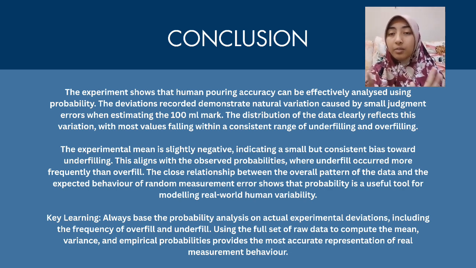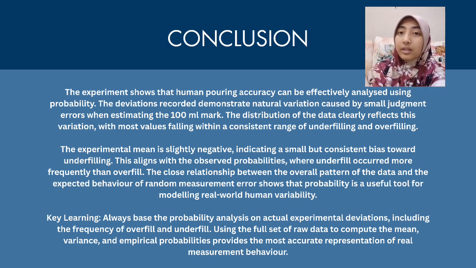This aligns with the observed probabilities where underfill occurred more frequently than overfill. The close relationship between the overall pattern of the data and the expected behavior of random measurement error shows that probability is a useful tool for modeling real-world human variability. Key learning: always base the probability analysis on actual experimental variations, including the frequency of overfill and underfill, using the full set of raw data to compute the mean, variance, and empirical probabilities. This provides the most accurate representation of real measurement behavior.